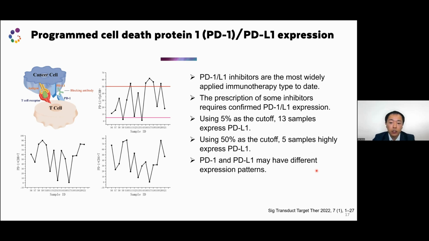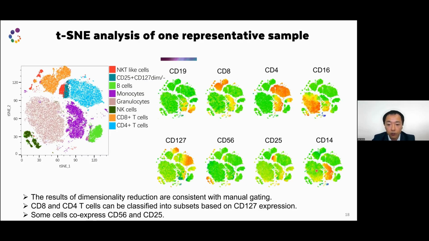This panel includes 20 markers, so it is difficult to find all the information with a two-dimensional plot. We know that dimensionality reduction can help visualize high-dimensional data. So we take one sample to illustrate. In the left graph, the clusters represent the t-SNE result, and the color represents the manual gating result. We can say the results of the t-SNE analysis were generally consistent with those obtained from manual gating.